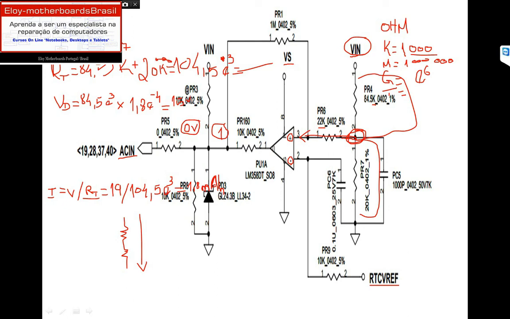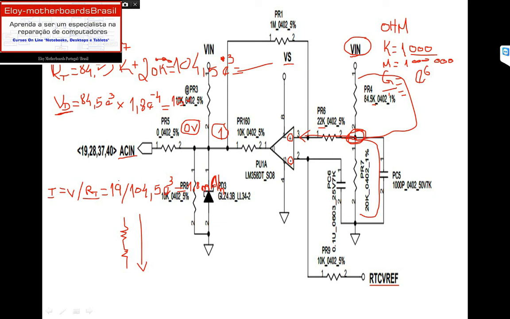But remember, on pin number 3 we will not have this 15 volts. Why? Because we have calculated here the voltage drop. This is the amount of voltage that PR4 will absorb.